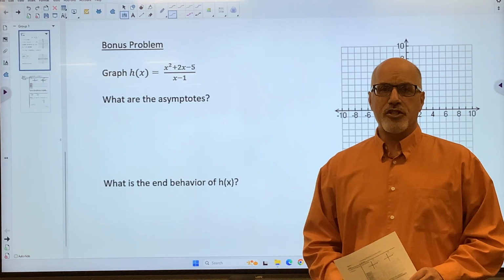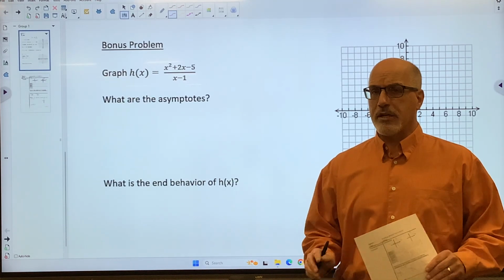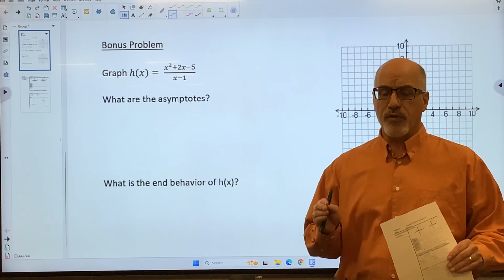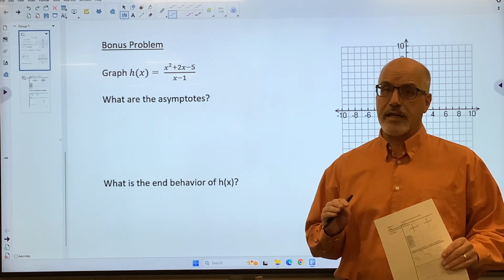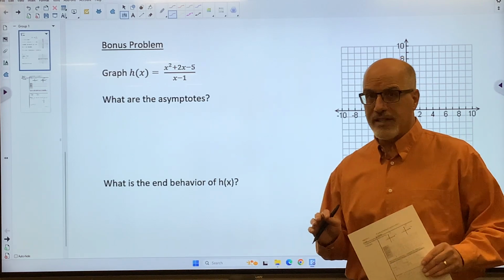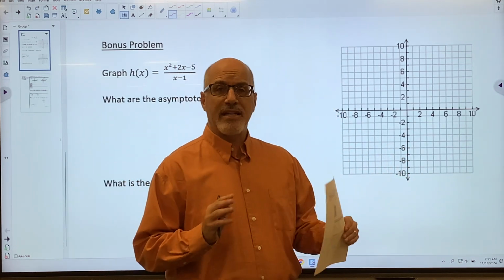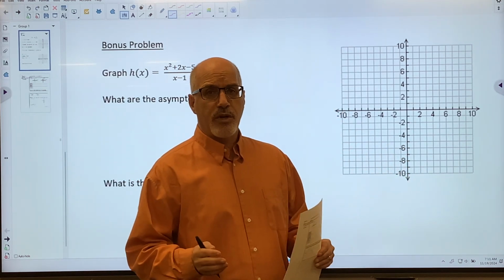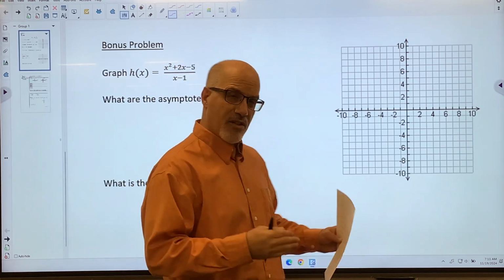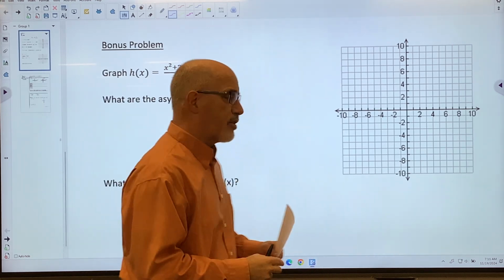We've done an introduction to graphing rational functions, especially by looking at the asymptotes, both vertical asymptotes and horizontal asymptotes. But what if, instead of a horizontal asymptote, the end behavior is affected by a different type of asymptote? So we're going to look at a bonus problem here to look at what happens with higher degrees.